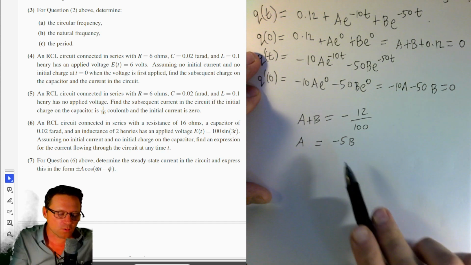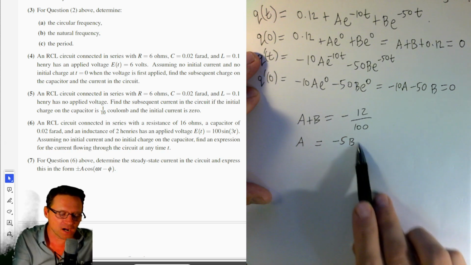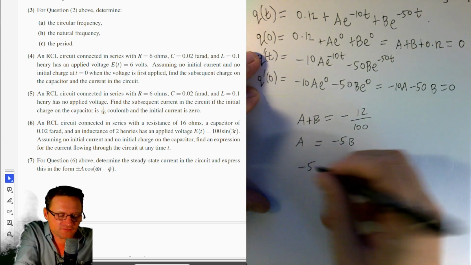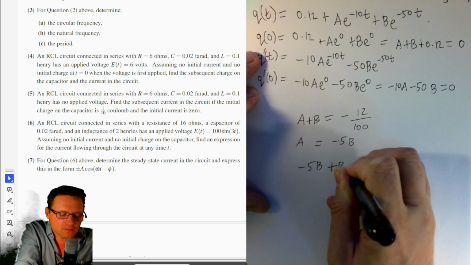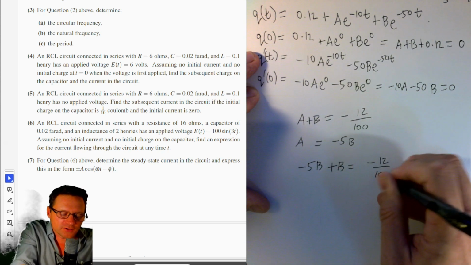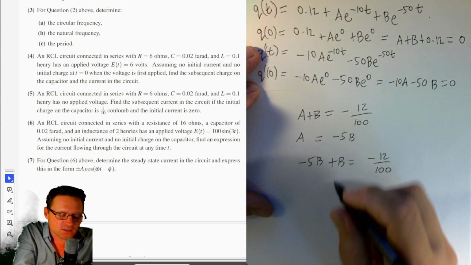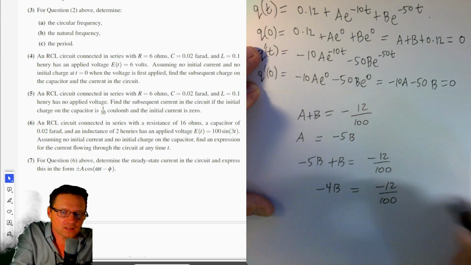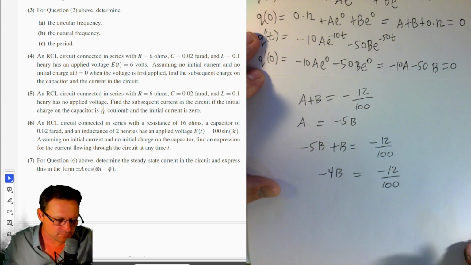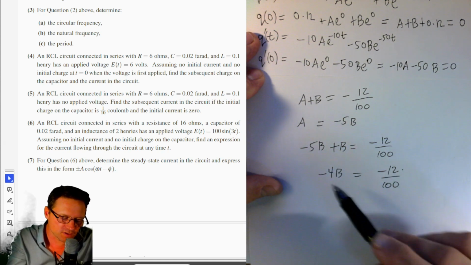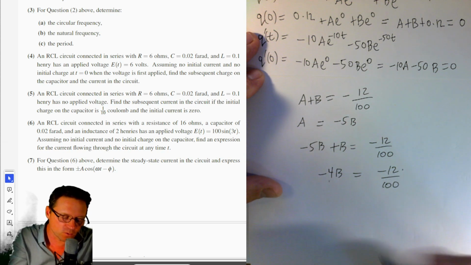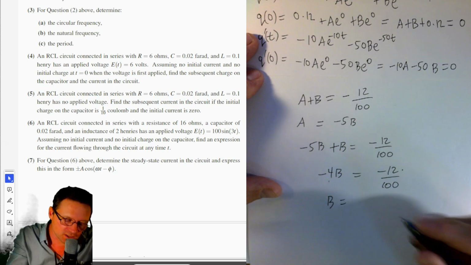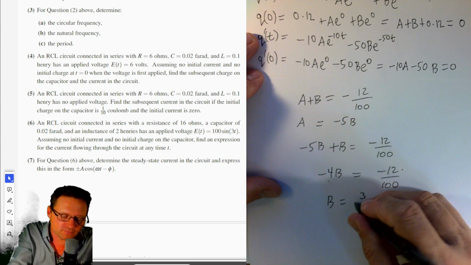Okay, and so now with this, we can substitute in minus 5b for that a up in the first equation, which gives us minus 5b plus b is equal to minus 12 over 100. And so on the left-hand side, we have minus 4b. And then on the right-hand side, we have a negative number. So if we're dividing that minus 12 by 4, then we get b is equal to minus 12 over 4 all over 100, which is plus 3 over 100.